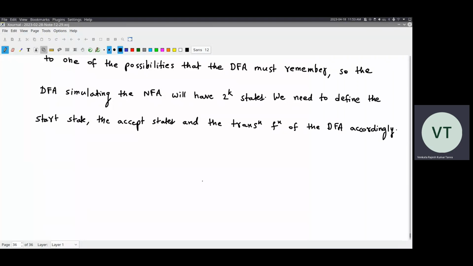So the proof idea is simple. If you have an NFA with k states, the corresponding DFA will have 2 power k states, each state in the DFA corresponding to a subset of states in the NFA. Since an NFA with k states will have 2 power k subsets, each subset corresponds to a state in the DFA, so the DFA will have 2 power k states. Once that is done, all you need to decide is what is the start state, what are the accept states, and what is the transition function. So this is the proof idea. Okay, so now let's get into the proof.